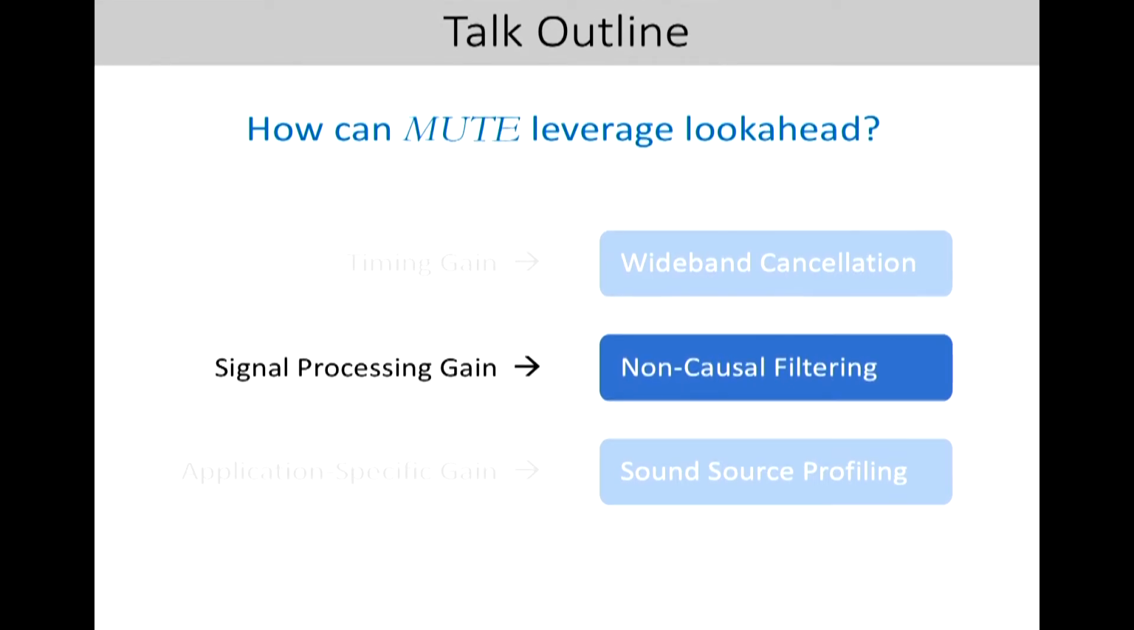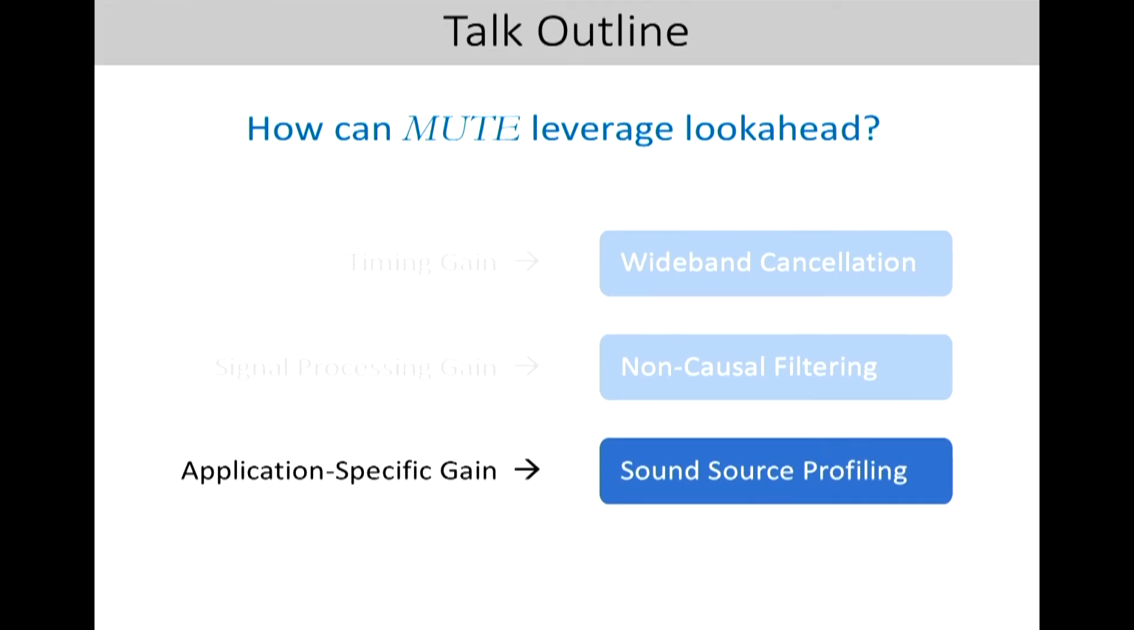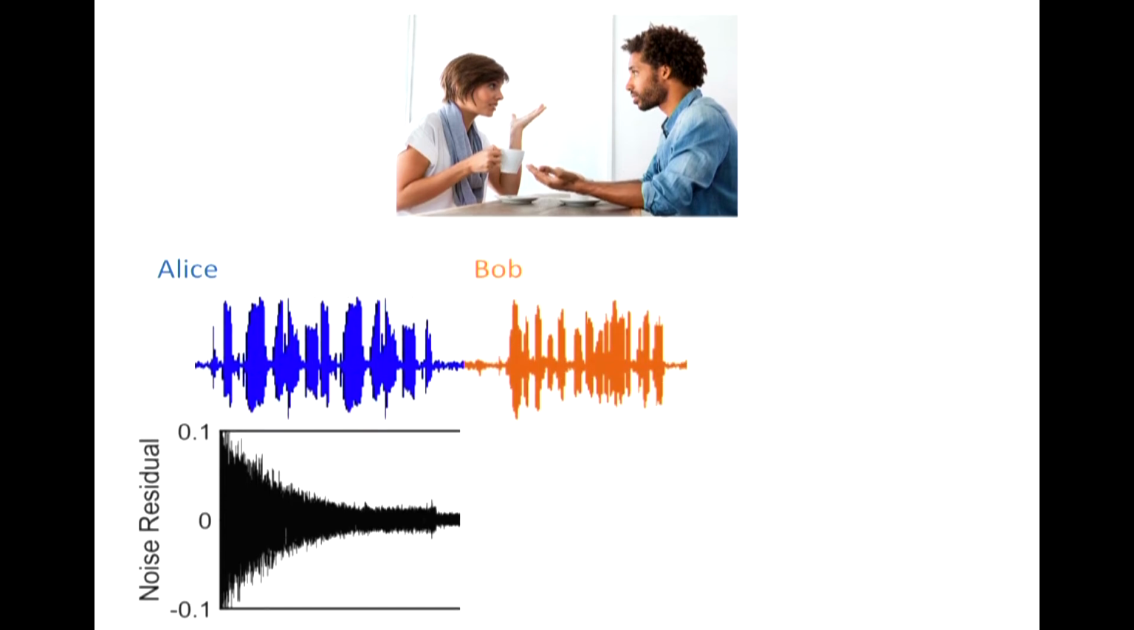I'm going to very briefly talk about the third gain, and let me give you one example to show the intuition. Imagine Alice and Bob are in a conversation, and we want to cancel their sound. Initially, when Alice starts talking, our DSP does not know Alice's filter, right? So the error is large at the very beginning. But of course, as the DSP gets more and more of Alice's sound, the error goes smaller and smaller because our filter has converged.